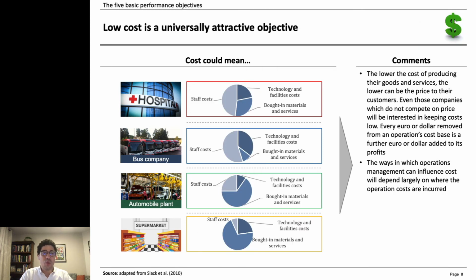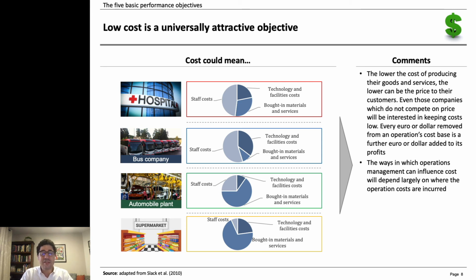And finally, we have the cost. Cost is a universally attractive objective. Everybody wants to be low cost, but costs mean different things to different companies. The composition of costs is different. For example, in a supermarket, most of the cost is the materials that you buy, the products that you buy to put on the shelf.